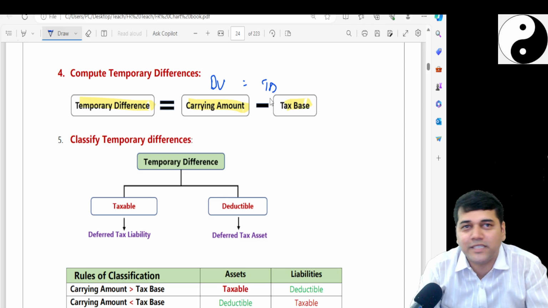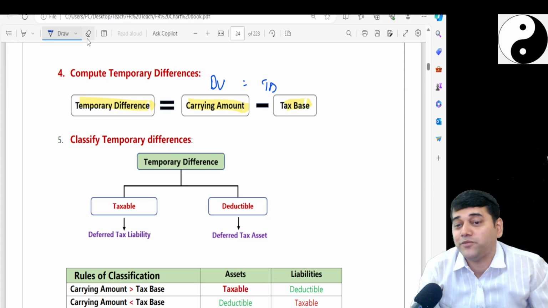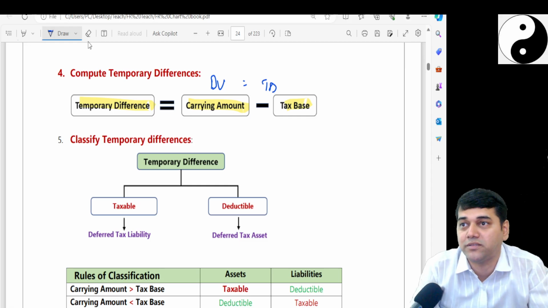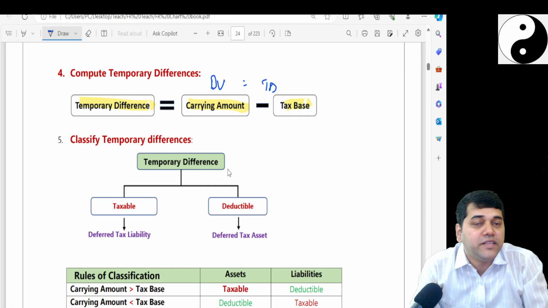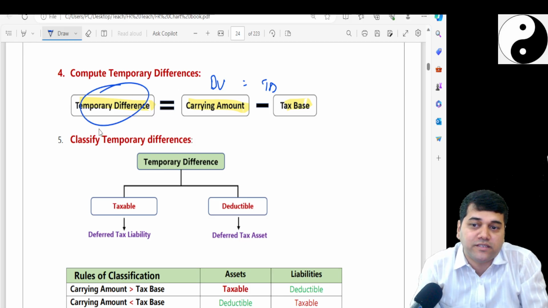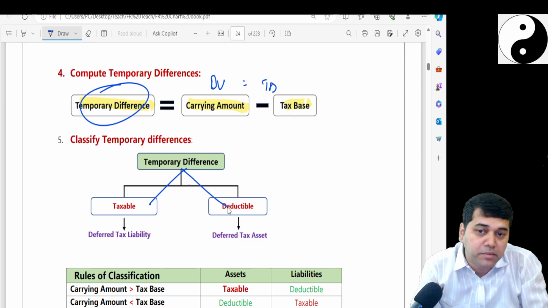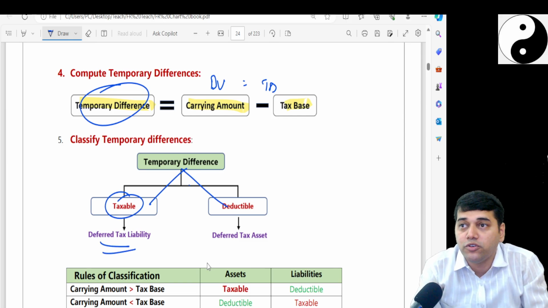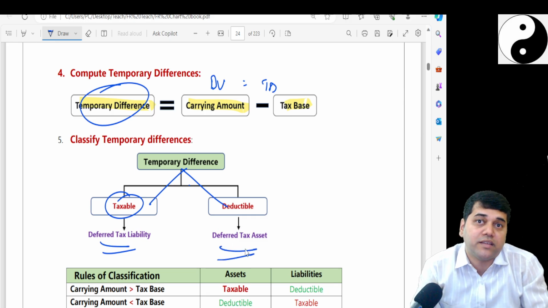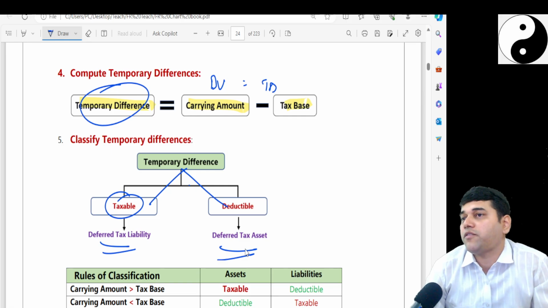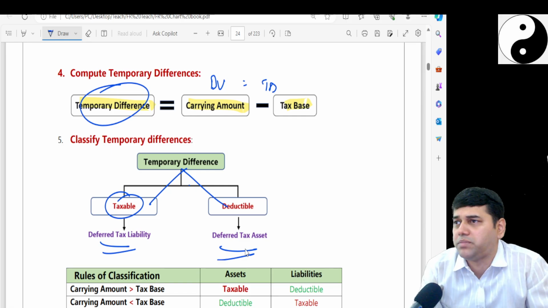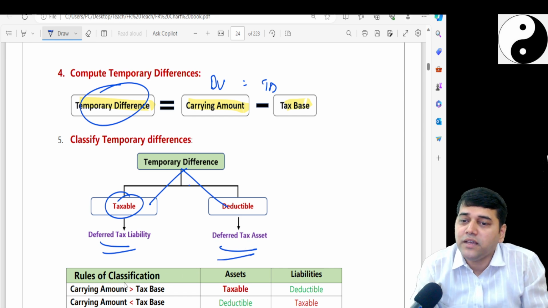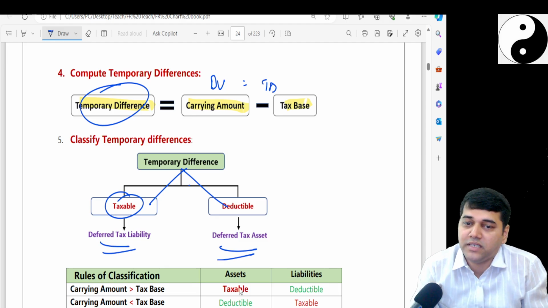Easy this time? Okay. Now comes another important part, but not as tricky as your tax base. Classify the temporary difference. Whether this difference is a taxable or deductible temporary difference, because if it is taxable, deferred tax liability is going to come. If it is deductible, deferred tax asset is going to come. The rules of classification are very simple, students. If the book value is greater than the tax base, it is taxable. Finish.